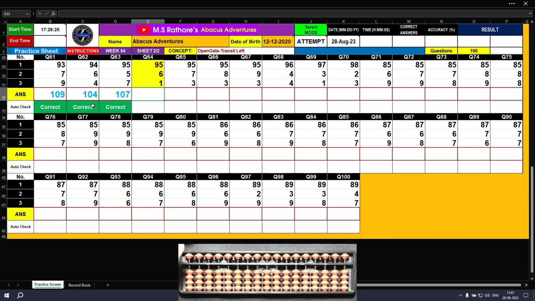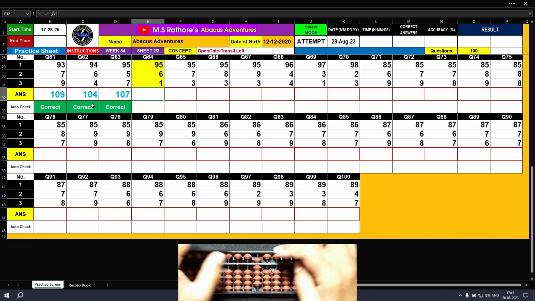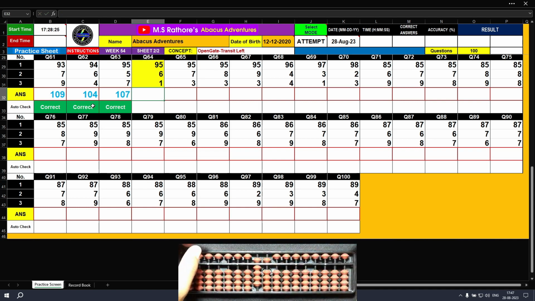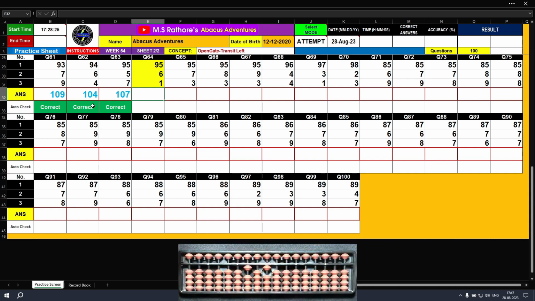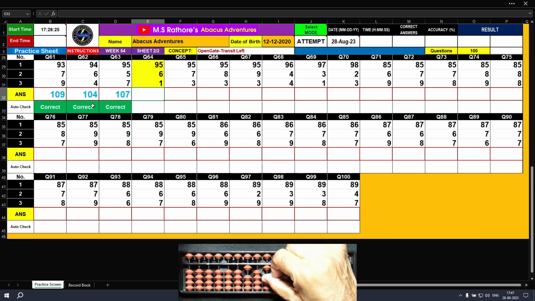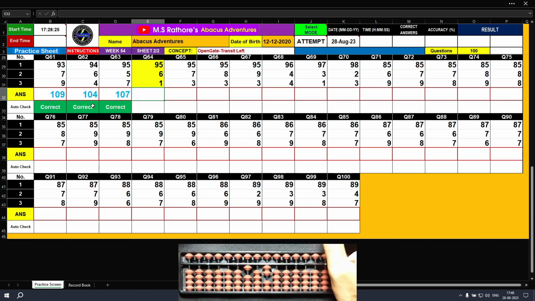Question number 64. Plus 90, plus 5, plus 6 equals plus 1, minus 5. Open the gate. Plus 10. The answer is 101 now. And the final value is plus 1. And the final result is 102.